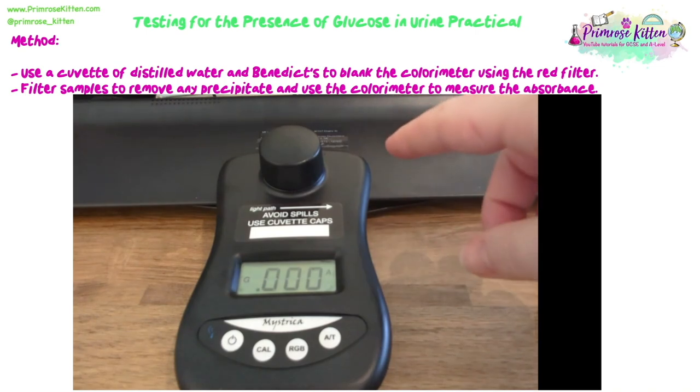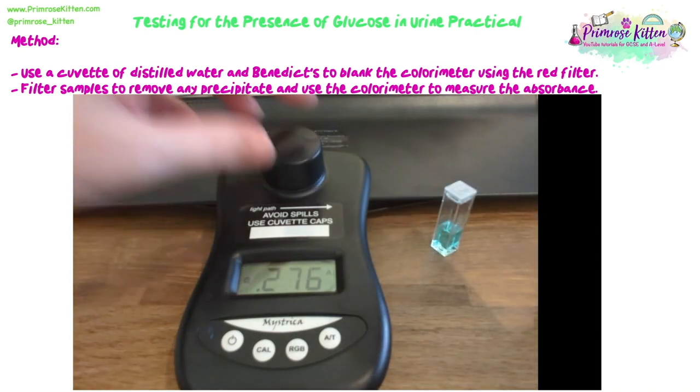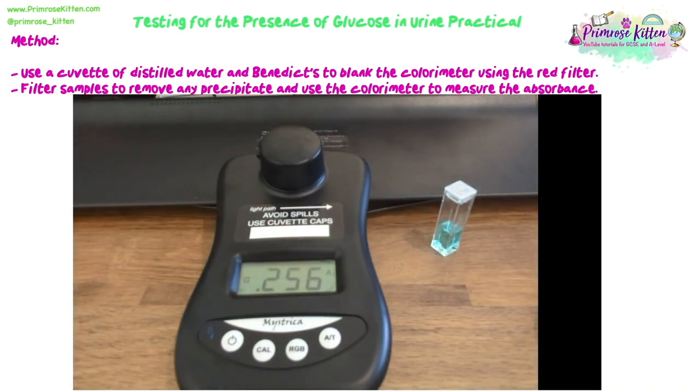Okay, so now I've done my blank, I can put my samples into the machine. I've just put one of my patient samples in as an example, and we get an absorbance reading. Okay, so I'm going to do that for all of the samples, including the unknown samples, and then we can use those values to create our calibration curve.